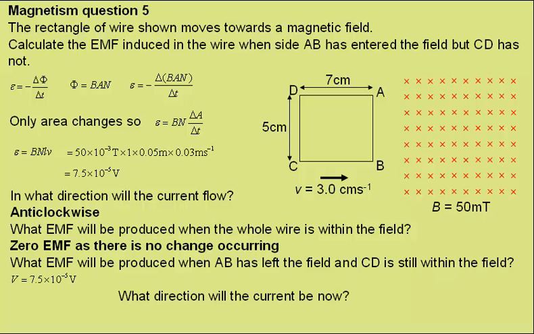And finally, what direction will the current be in now? Well, now the rectangle is going from having a field passing through it into the screen to no field, and so it will attempt to continue the field going into the screen with a current flow in the clockwise direction.